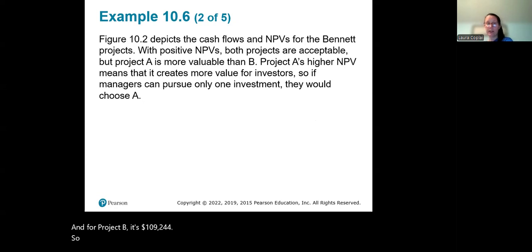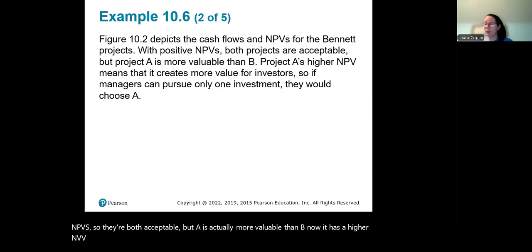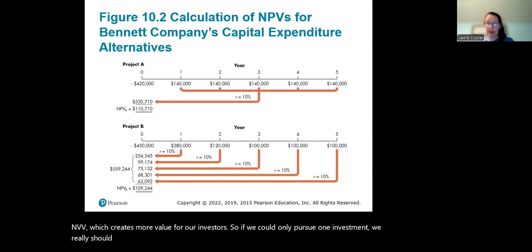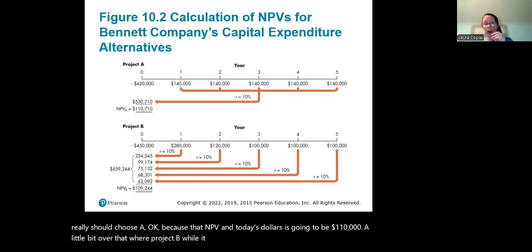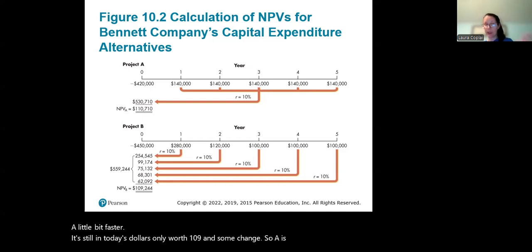So we're going to look at a figure that depicts the cash flows and NPVs. They both have positive NPVs, so they're both acceptable, but A is actually more valuable than B. It has a higher NPV, which creates more value for our investors. So if we could only pursue one investment, we really should choose A, okay? Because that NPV in today's dollars is going to be $110,000, a little bit over that. Where project B, while it recouped money a little bit faster, is still in today's dollars only worth 109 and some change. So A is actually more valuable than B is.